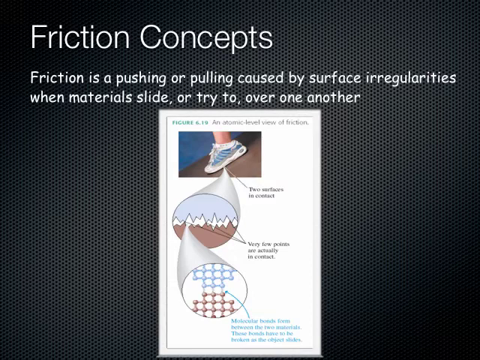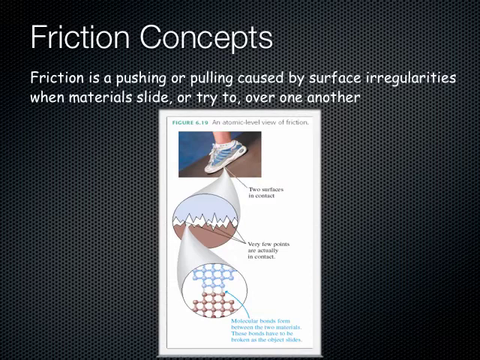Friction is a pushing or pulling caused by surface irregularities when two surfaces slide or try to slide over one another, such as the shoe on the surface. Macroscopically, the molecules from the bottom of the shoe interact with the surface. The molecular interactions can create bonds. Microscopically, the atoms and molecules of rough surfaces can dig into each other.